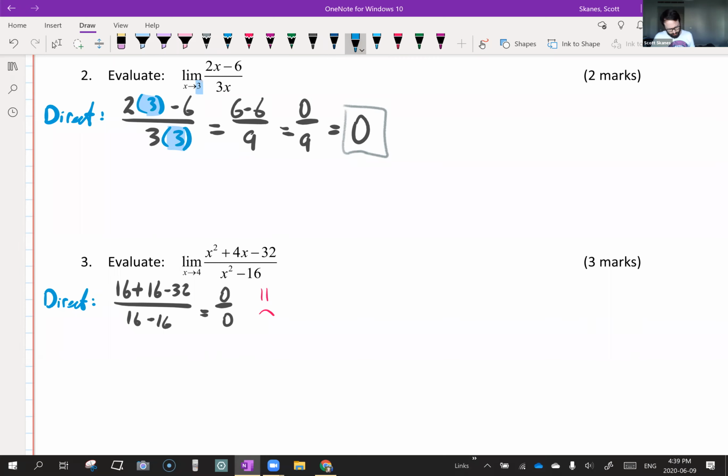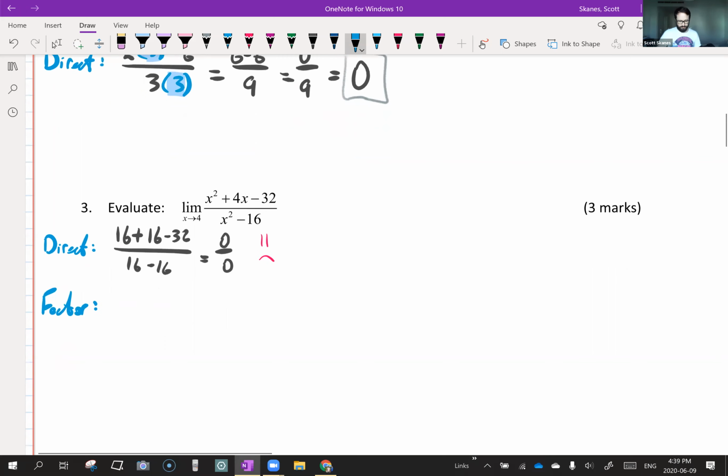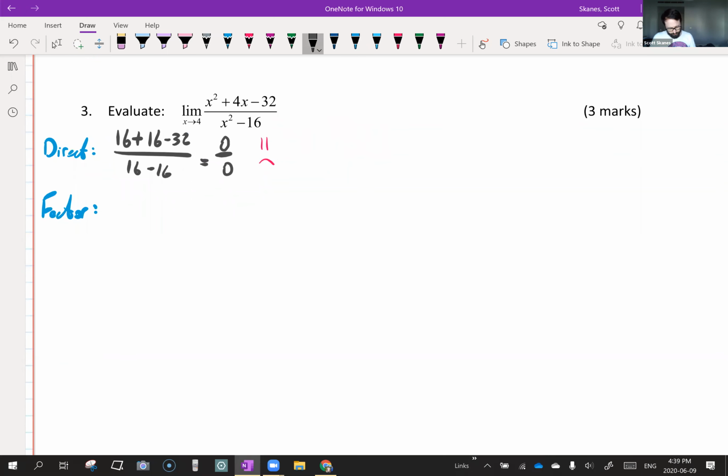What's the next step that we try when we can't do it directly? We're going to do it algebraically, so we're going to factor. So we're going to try to factor out and see if we can cancel the discontinuity. Let's see, limit as x approaches 4 of, factor the top and factor the bottom.